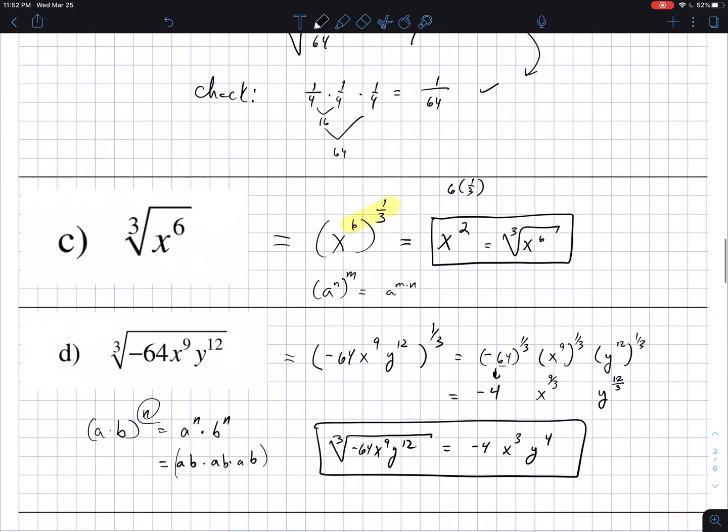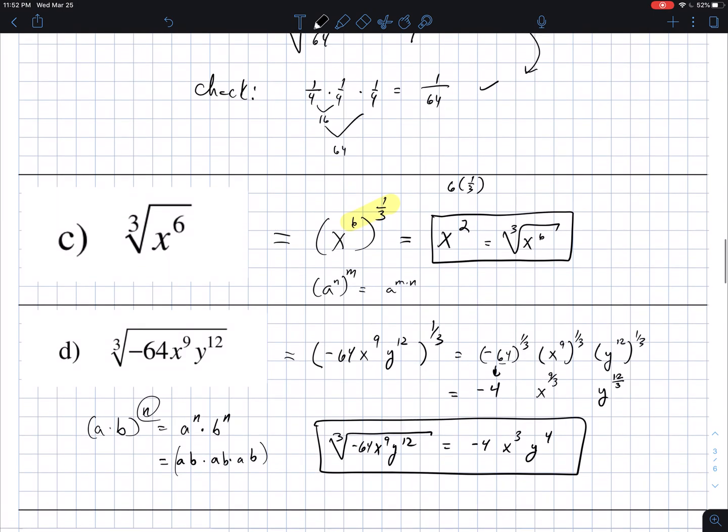So here's C and D. I actually did both of them out. You can take a look at D. So I'm taking the cubed root of x to the 6th power. So immediately I rewrite the cubed root as an exponential, or a rational exponent here, as 1/3.